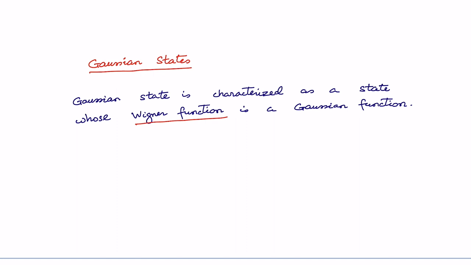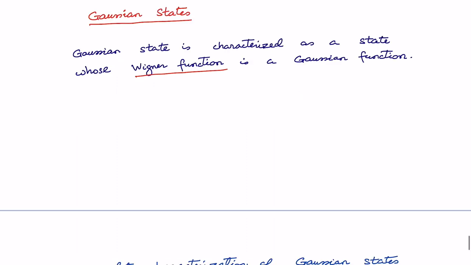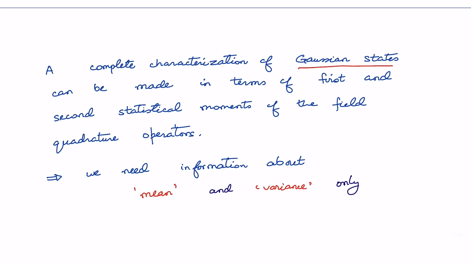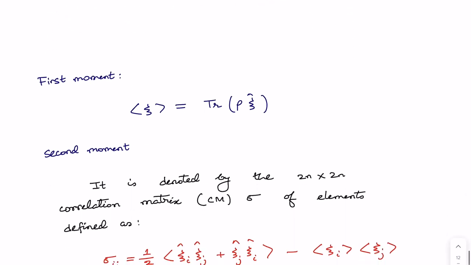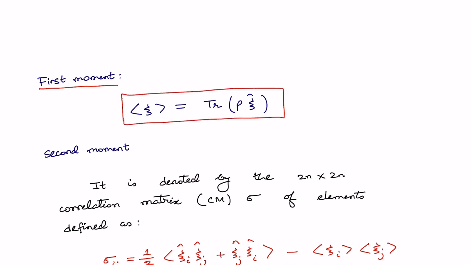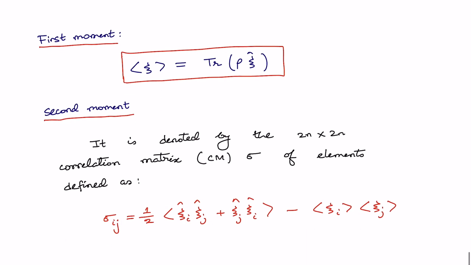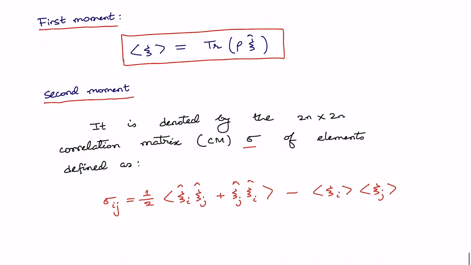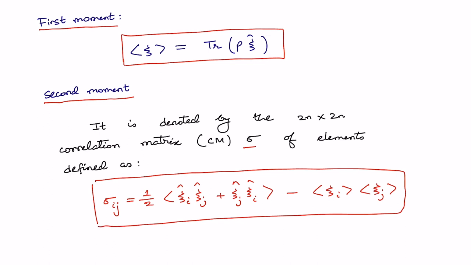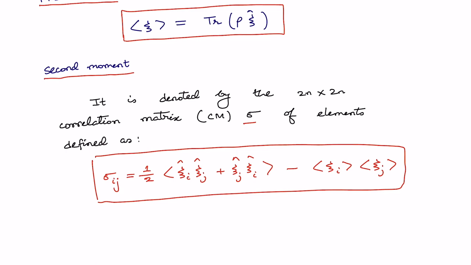In order to define a Gaussian state, we just need information about mean and variance only. So a complete characterization of Gaussian states can be made in terms of the first and second statistical moments of the field quadrature operators. By first moment, I mean the mean, or the expectation value of the operator, which you know how to express in terms of the trace operation, trace of ρξ, where ρ is the density matrix. And the second moment is denoted by the 2n by 2n correlation matrix σ, whose elements are defined by this relation. As you can see, this is a very important relation.